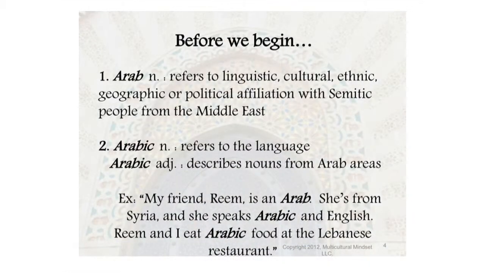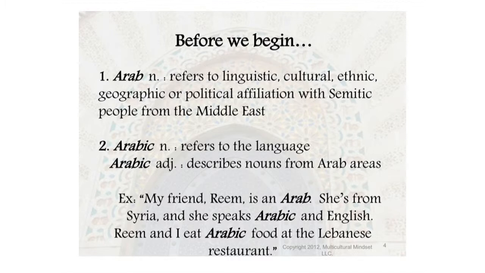Some definitions so we're on the same page. These terms are used, unfortunately, interchangeably, but they make a big difference regarding who you're actually addressing and who you're talking about, so I'd like us to be together on that. The first term is Arab, and it refers to linguistic, cultural, ethnic, geographic, or political affiliation with the Semitic people from the Middle East. So you might hear someone self-identify as an Arab: I'm an Arab. It's probably how you'll hear it most often.